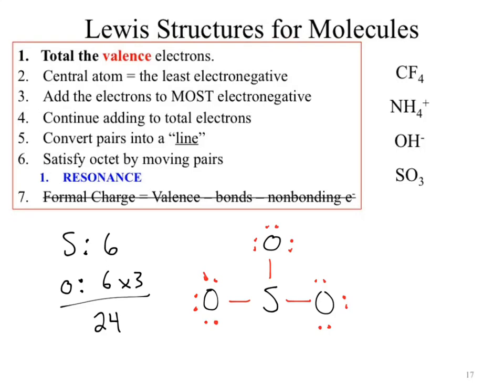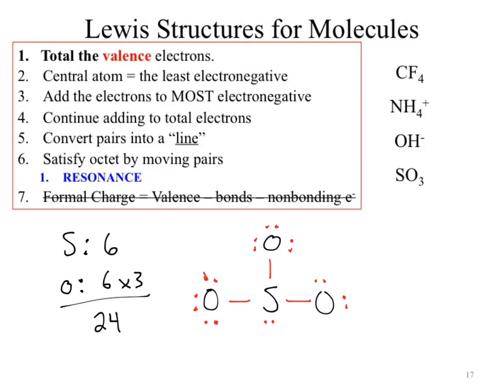This is why we moved to rule 6. We now must satisfy the octet by moving a pair of electrons. And what do we mean by moving? Well, let's go to an oxygen. I'm going to pick the rightmost oxygen just because it happens to be on my screen. And I'm going to erase that pair, and I'm going to put it on the sulfur. How many electrons does sulfur now have? 8. Good. We solved our problem, right? What's the issue?